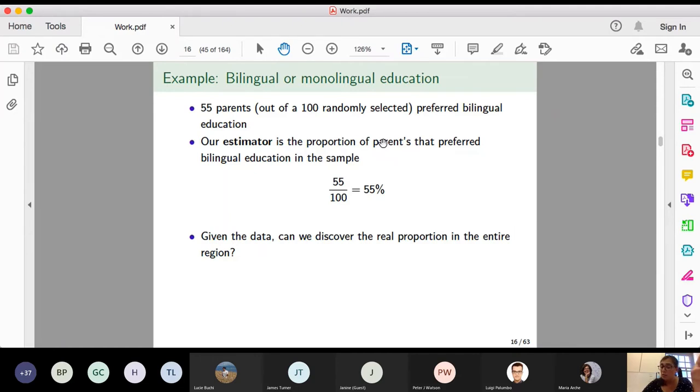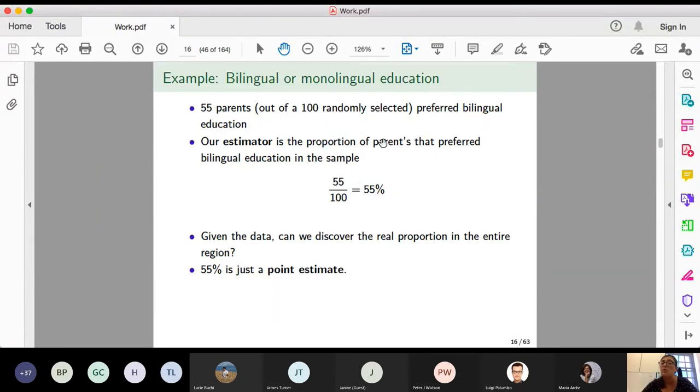Now, given this empirical study that we have, can we discover the real proportion in the entire region? Well, it will depend on how many people are in this entire region, so maybe this is a very large sample size, but remember also that this 55% is just one point estimate. If we were able to repeat this experiment, or maybe some other researchers investigating the same perform their own survey, they get a different result.